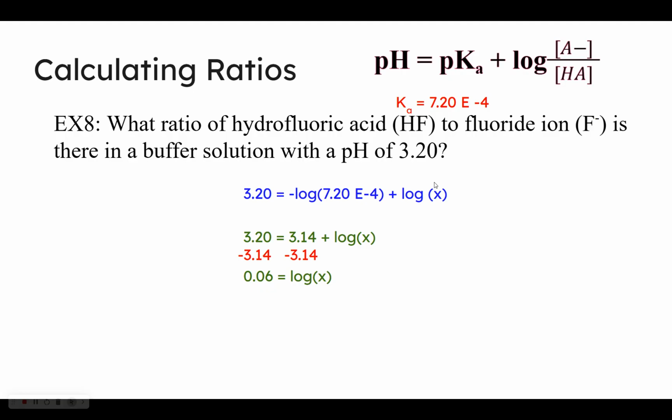And in order to undo a log, just like how we undo our pH, we do 10 raised to that power. This time it's not 10 raised to the negative power because that wasn't a negative log that we were taking, it's just a regular log. So 10 raised to the power of 0.06 is going to be 1.148 with some more numbers there, which technically we should round to 1 sig fig here. So technically that would mean x equals 1.